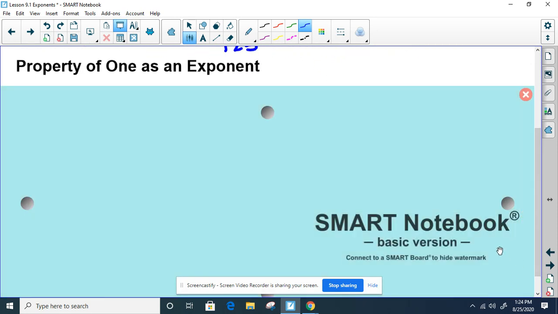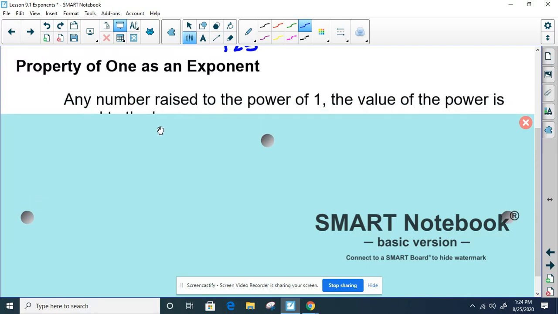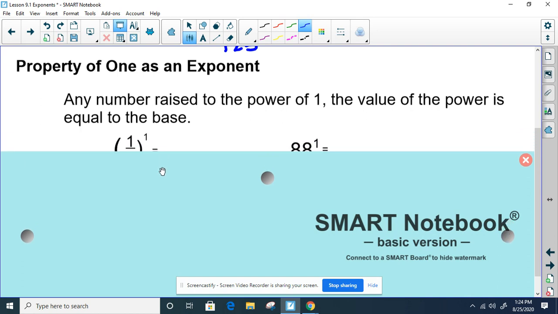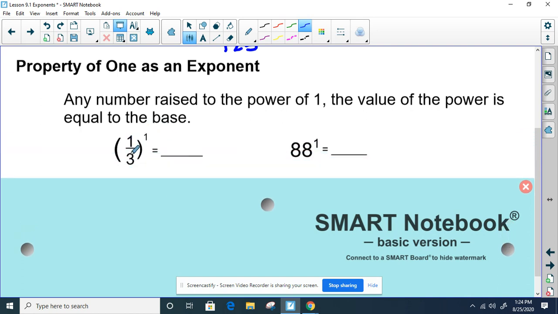The property of 1 as an exponent. So any number raised to the power of 1, the value of the power is equal to the base. So if I am raising it and that power here is 1, it is just simply the same as what is here, because 1/3 is being repeated 1 time. So my answer here would be 1/3. And same over here. 88 is being repeated 1 time. So my answer is 88.